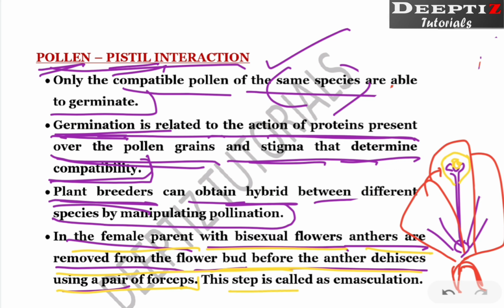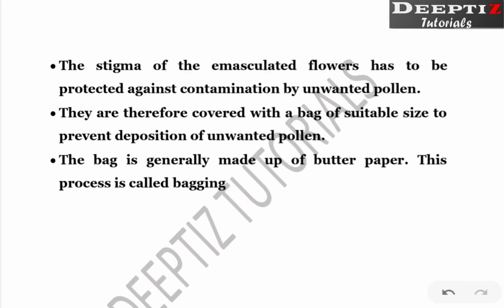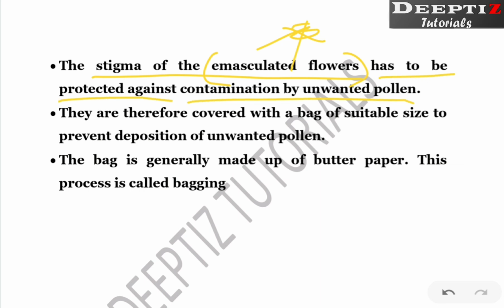Now this step is called emasculation. So what is emasculation? Removal of the anthers from the bisexual flower so that no pollen grain will fall on the stigma. In the next step, what happened? The stigma of the emasculated flower, meaning the anthers have been removed, has to be protected against contamination by unwanted pollen. For that, they will be covered with a bag of suitable size to prevent the deposition of unwanted pollen.